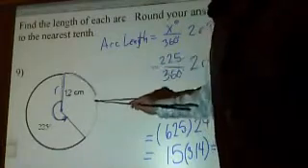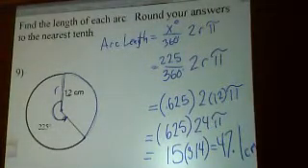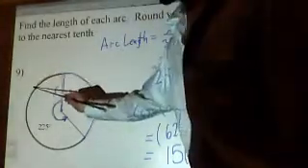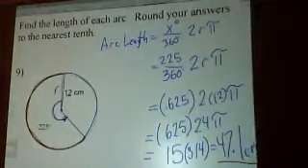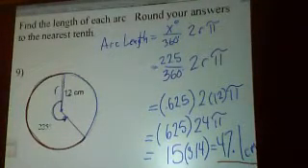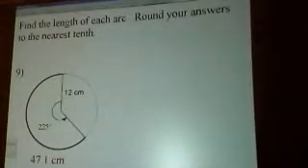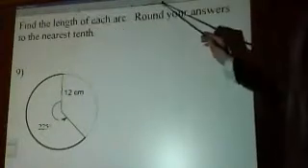What do we got now? 12 times 3.14. So the arc length that we have right here, instead of being the whole circle, just this red piece, is 47.1 centimeters long. Okay? Double check our work right there. Okay, cool. So that's the way you do these problems.